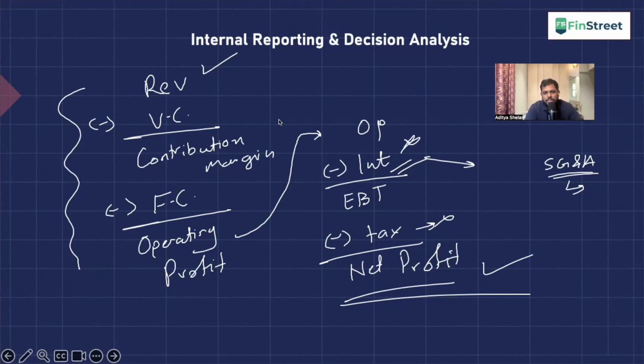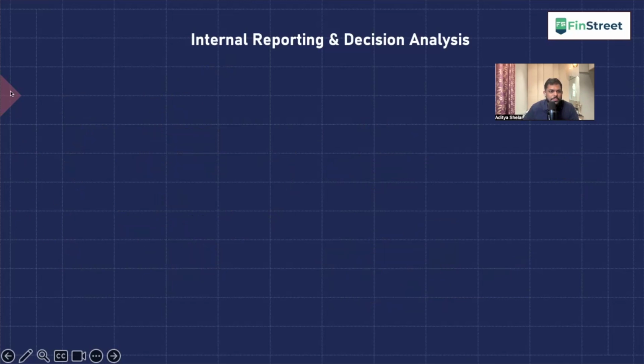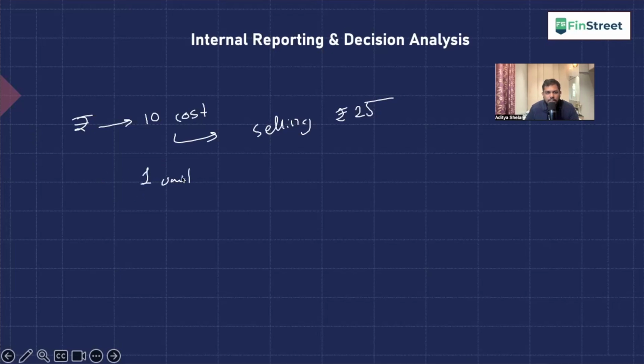So, sir, variable cost is related to production, right? Yes, correct, Gaurav. Sir, what is contribution margin? Contribution margin is basically how much money is left for fixed cost. See, when we are manufacturing, let's go back to our lassi example. Let's say we are manufacturing lassi where 10 rupees per lassi is our cost and we are selling it for 25 rupees. So if I sell one unit, this is how my unit economics look like.